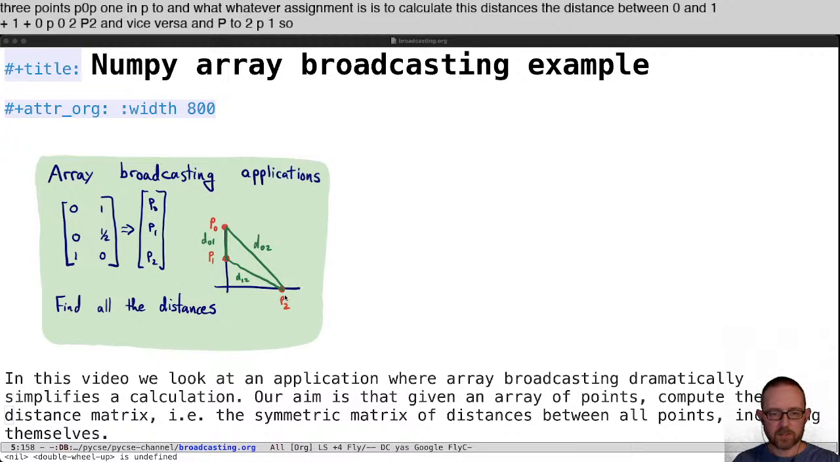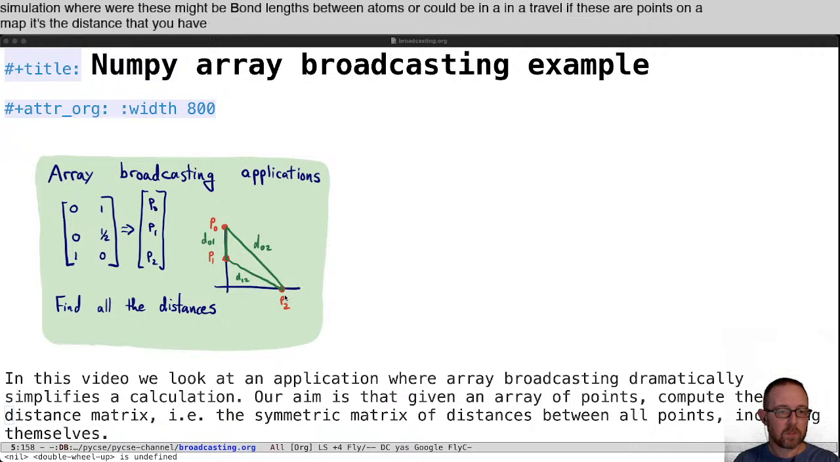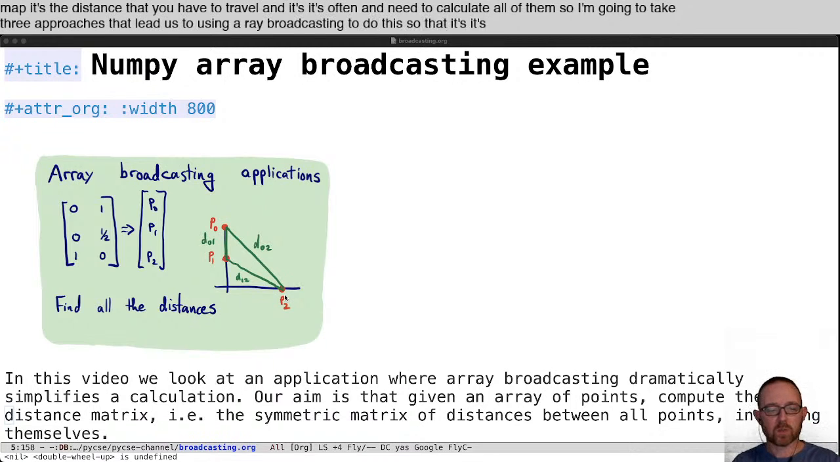So that distance matrix is common in things like molecular simulation, where these might be bond lengths between atoms, or it could be in travel. If these are points on a map, it's the distance that you have to travel, and it's often a need to calculate all of them. So I'm going to take three approaches that lead us to using array broadcasting to do this, so that it's really clear what the benefit of it is.